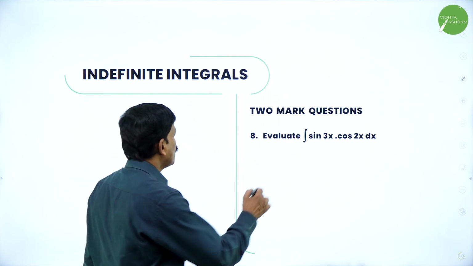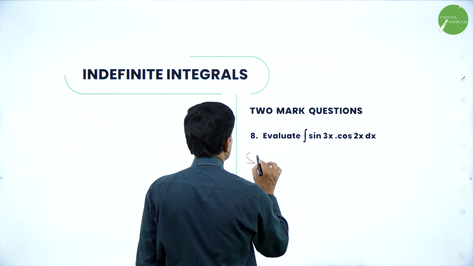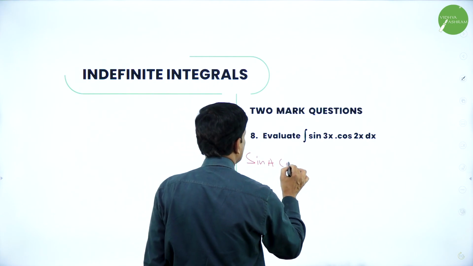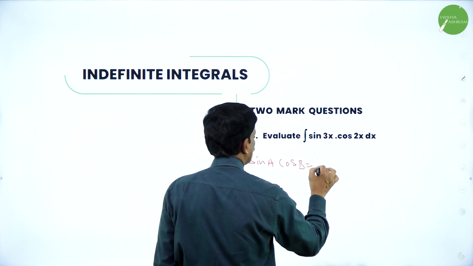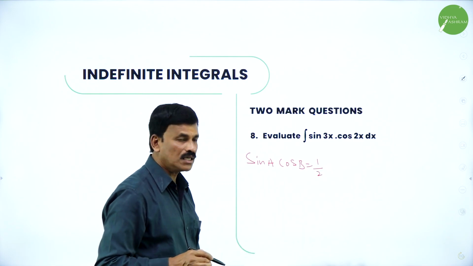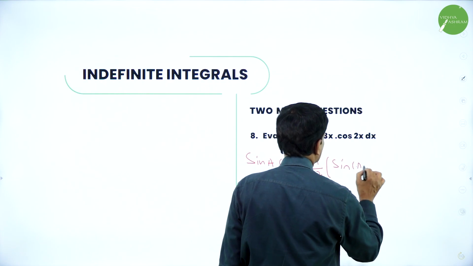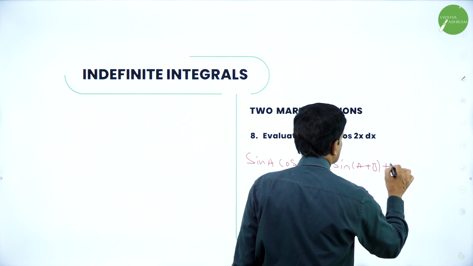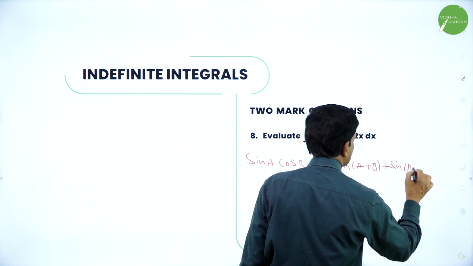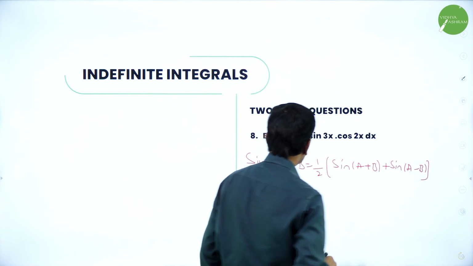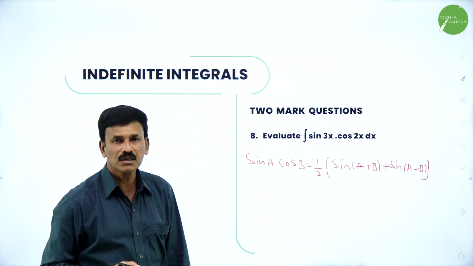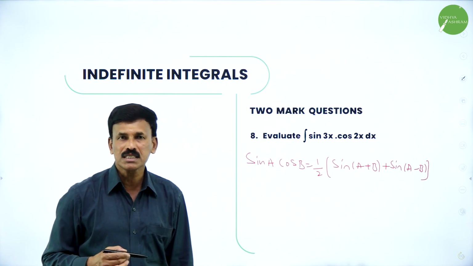Now, if you observe carefully, this is of the form sin A into cos B. What is the formula for sin A cos B? Sin A cos B is always equal to half of sin(A plus B) plus sin(A minus B). This is the formula we are going to use. Sin A cos B is half of sin(A plus B) plus sin(A minus B).